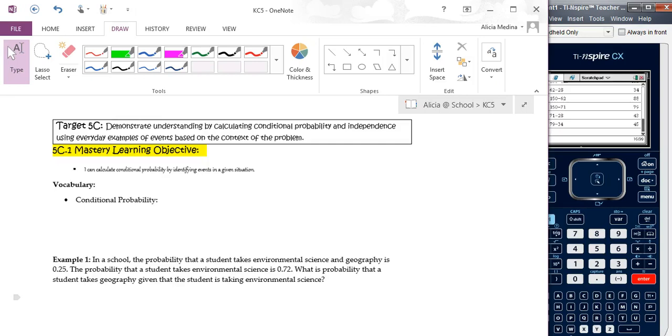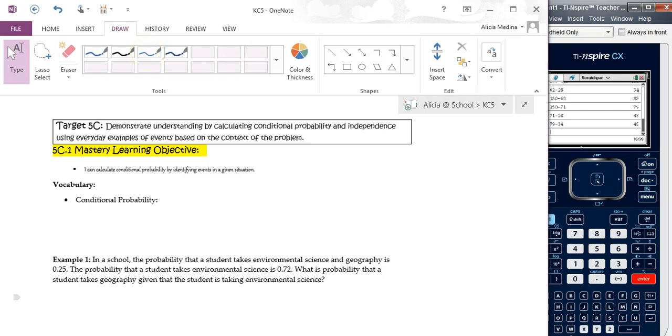Hey guys, in this video we're going to be starting our Target C. Our first mastery learning objective is I can calculate conditional probability by identifying events in a given situation. So the first thing is, well, what is conditional probability? Again, something is happening after something already took place, right? This is where we see those given statements.